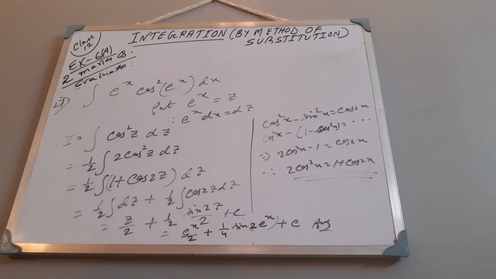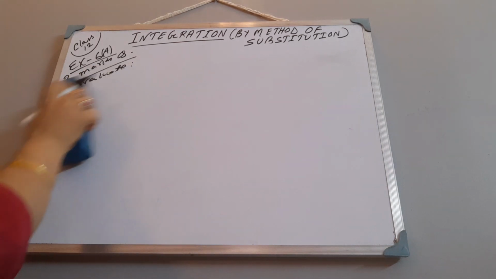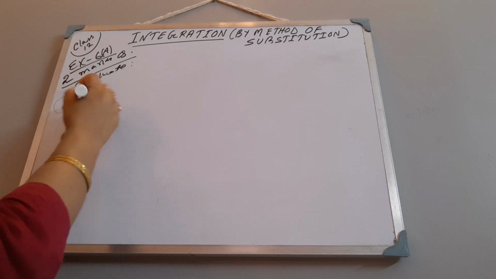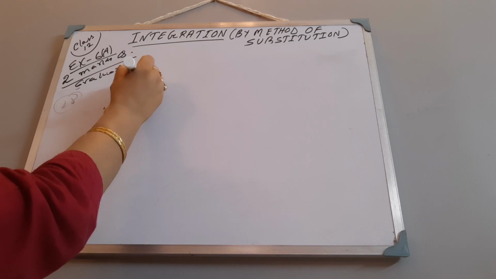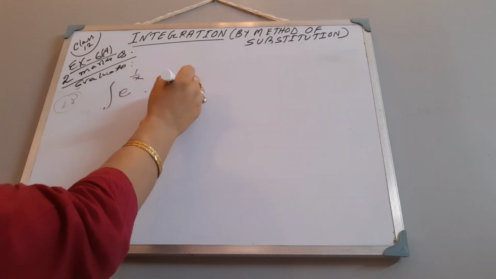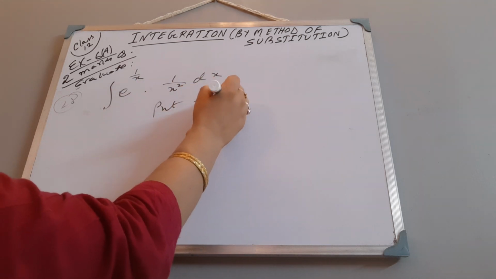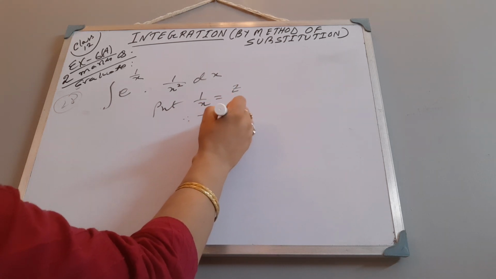Next, sum number 28. What is written? Integral e to the power 1 by x into 1 by x square dx. Put 1 by x is equal to z. Then what will we write? Minus 1 by 2x square.